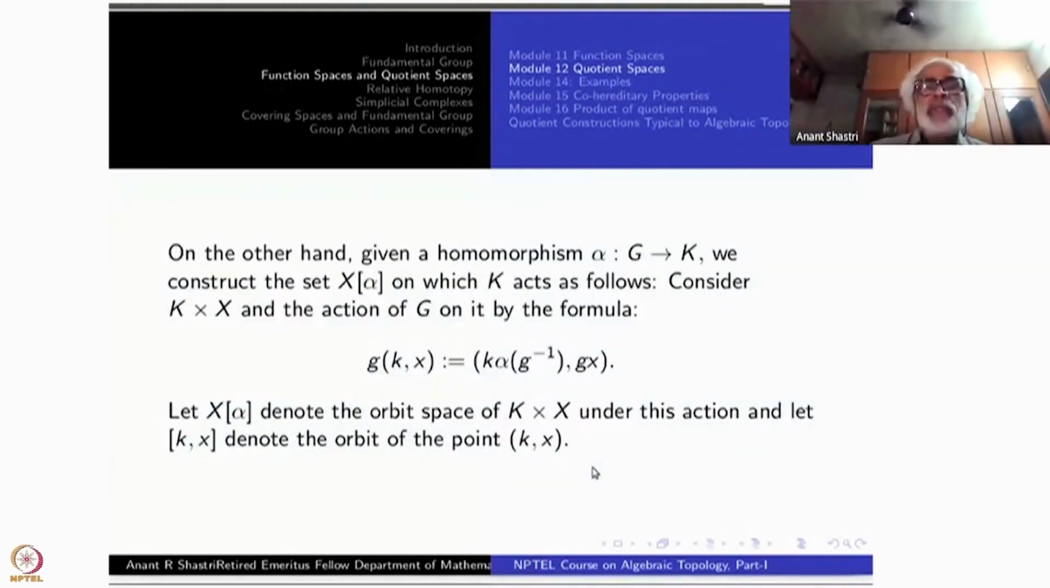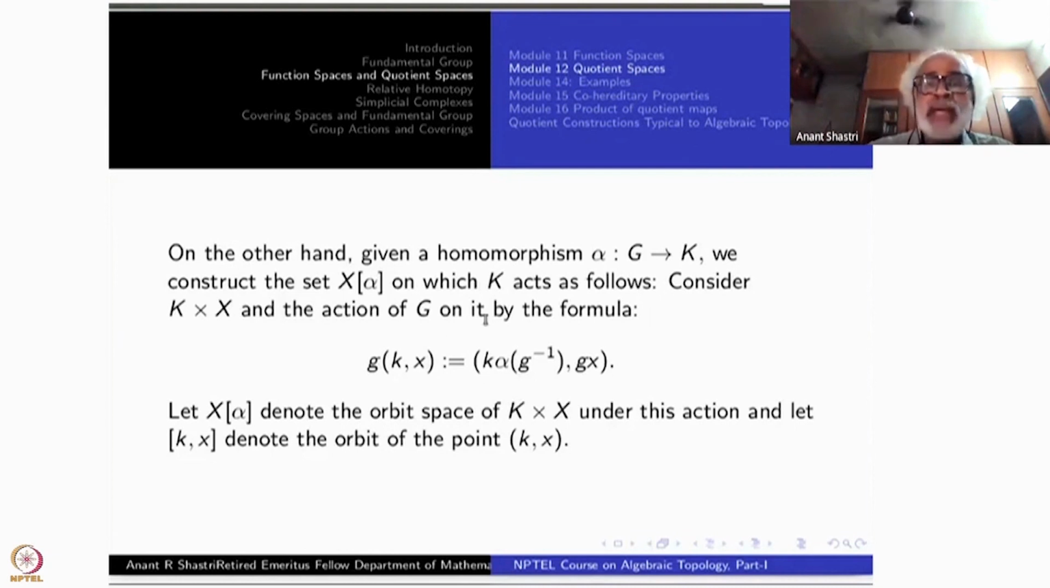On the other hand, you can have a different point of view. Suppose you have a homomorphism alpha from G to another group K. Then we want to have what is called an extension here. For that, you have to construct the space X, enlarge the space X as follows. So X alpha, X together with alpha, is a set on which now K will act.